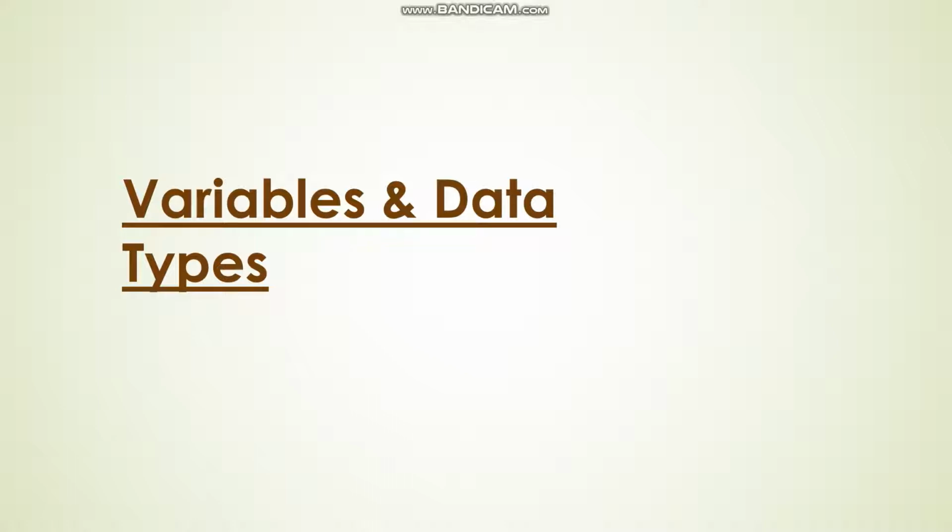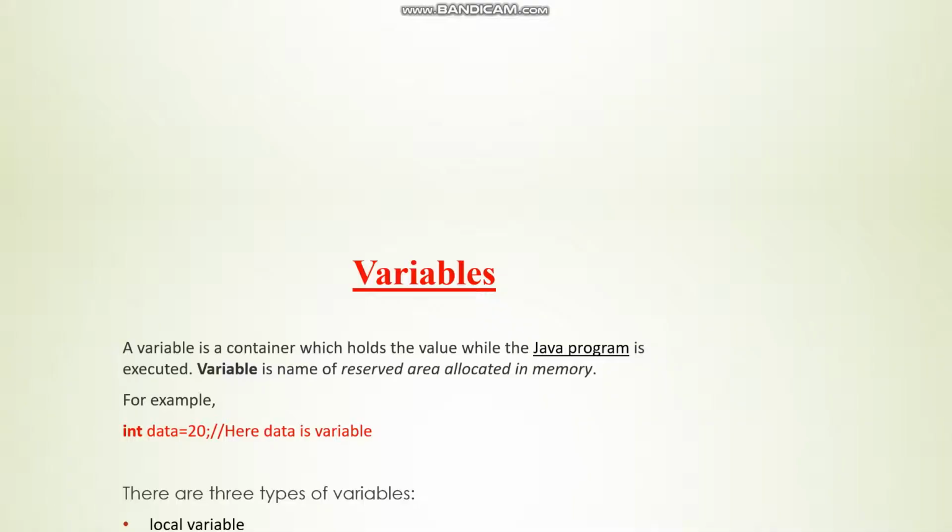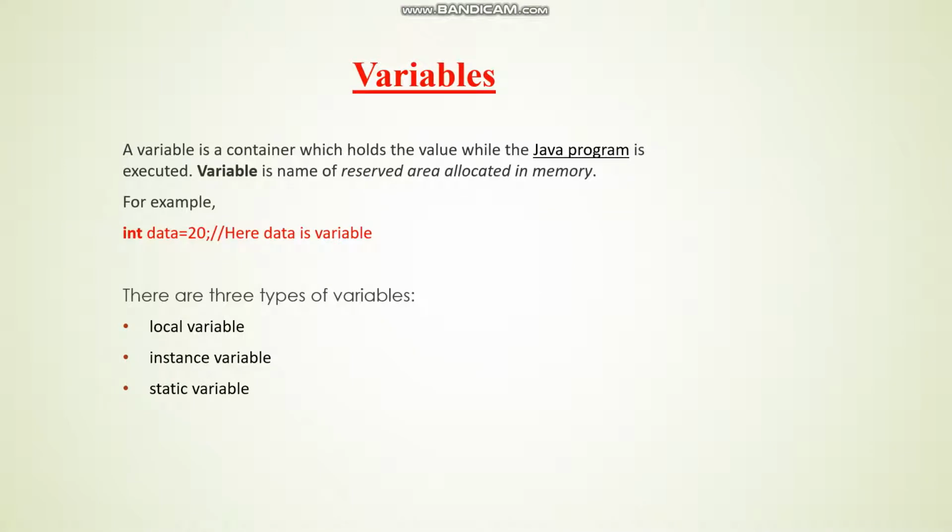In this video, we are going to discuss variables and data types in Java. Let's start. What are variables? A variable is a container which holds the value while the Java program is being executed. Means a variable is a name of a reserved area located in the memory.